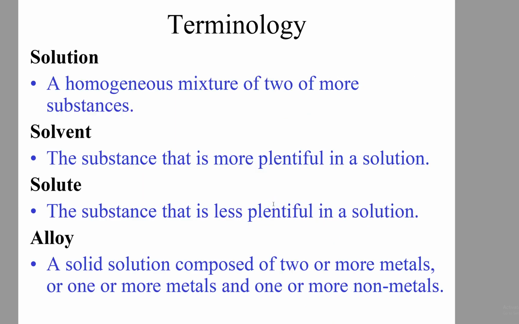Alright, so a couple of terminologies that we want to get out of the way. A solution by definition is a homogeneous mixture of two or more substances. We learned that already before, when you mix them but they're not chemically reacting. The solvent is when you've got more of that one in the solution, and the solute is when you have less of that. So if I'm going to dissolve something, I want to be using the solvent, and a classic solvent is going to be something like water. And an alloy is going to be a mix. It's a solid solution of a mix of two or more metals, and they're going to be including more metals than non-metals.